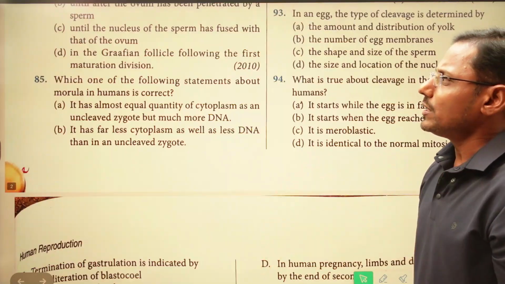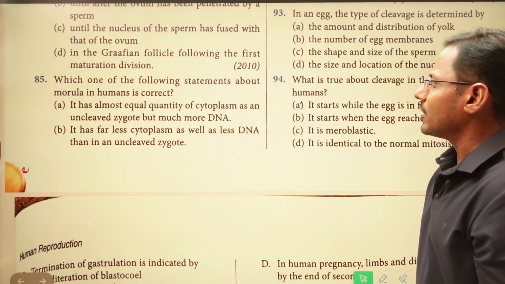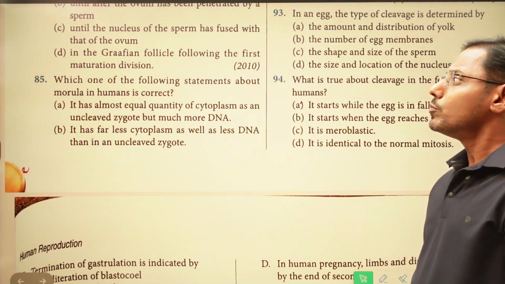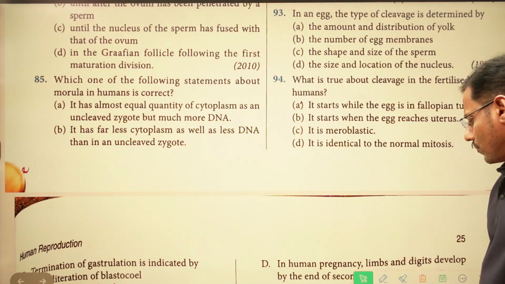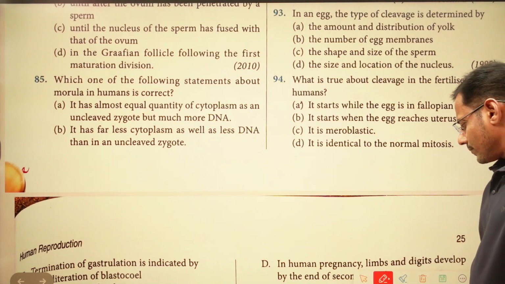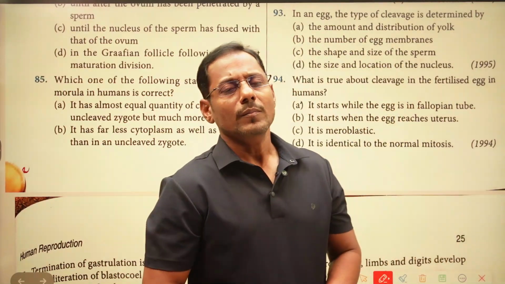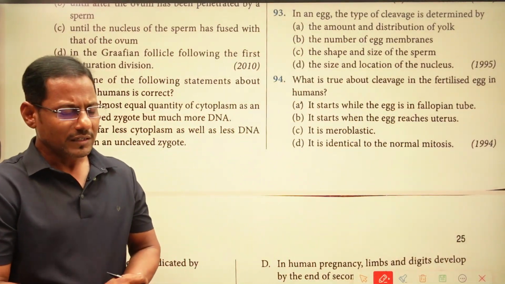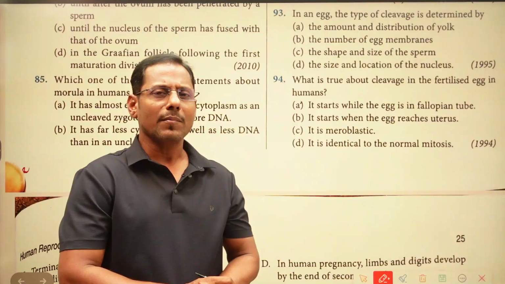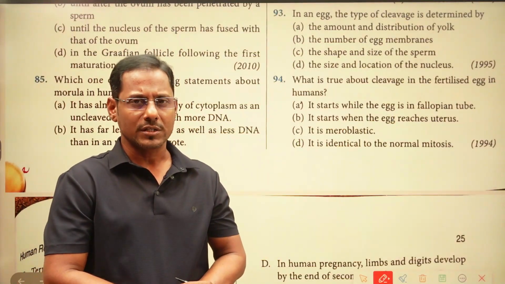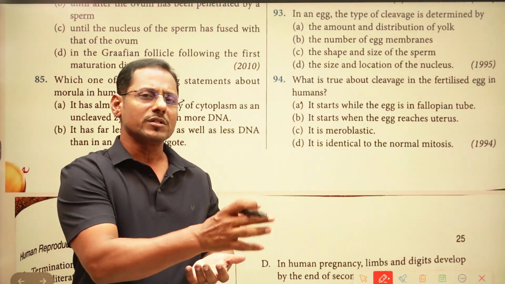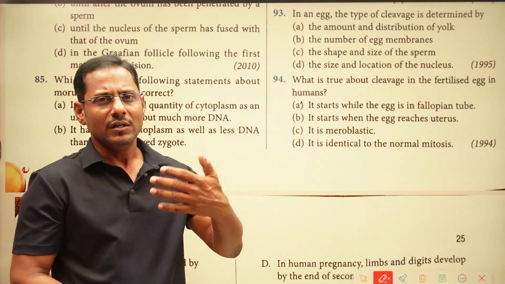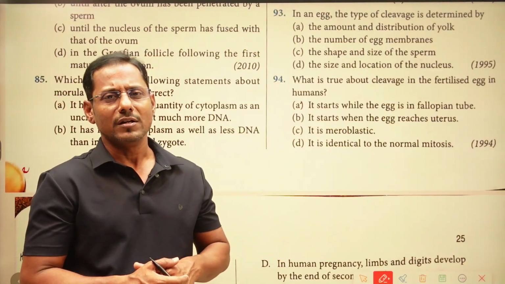Now let us check the next one. Which one of the following statements about morula in humans is correct? He is saying about the morula. So what is the morula? Zygote. When the zygote is formed in the ampullary-isthmic junction, what happens? It is rolling down towards the uterus, right? When it is moving towards the uterus, many cleavages happen in the particular zygote.